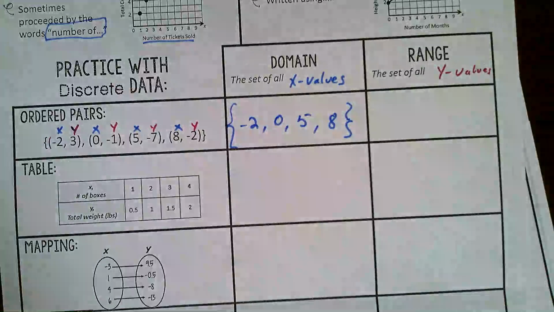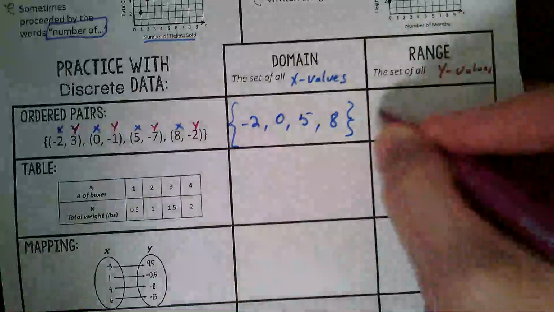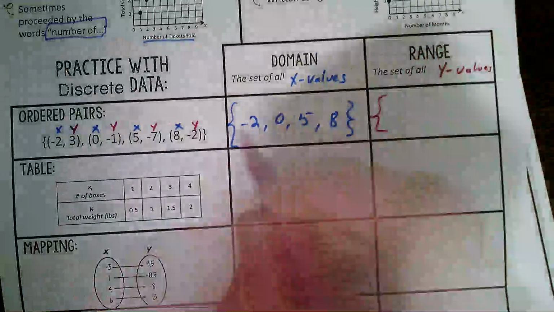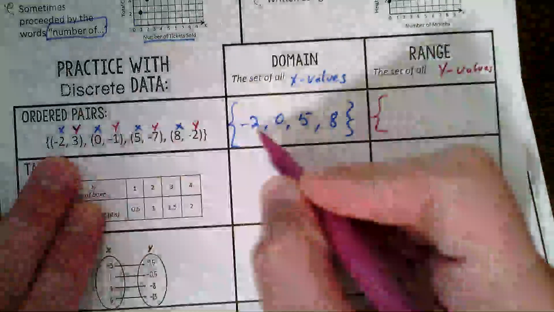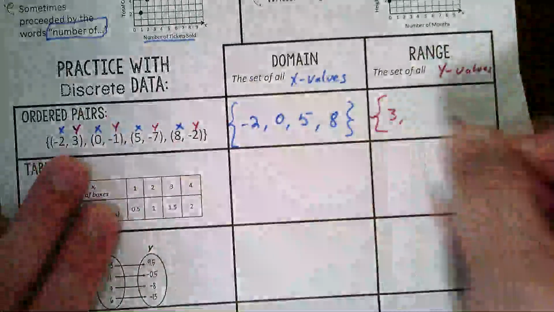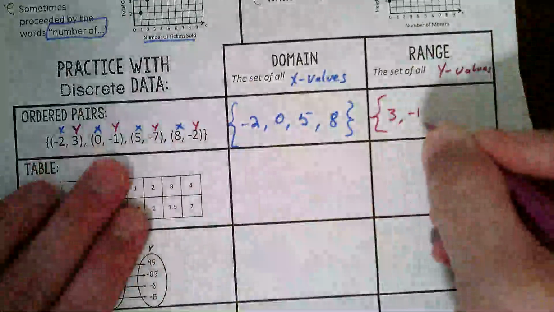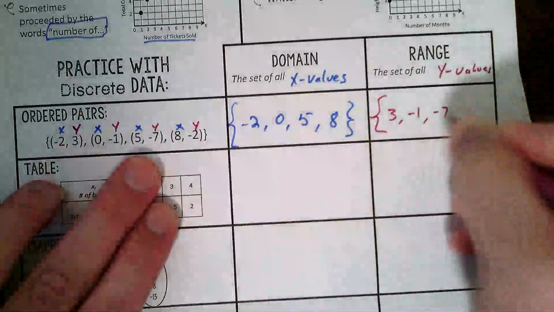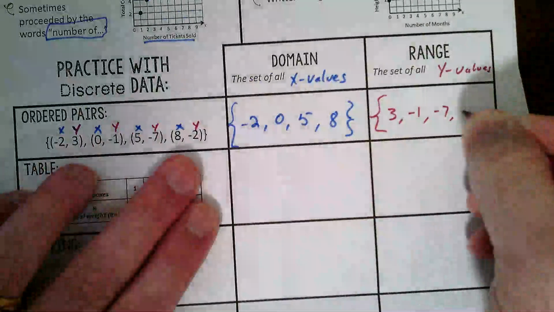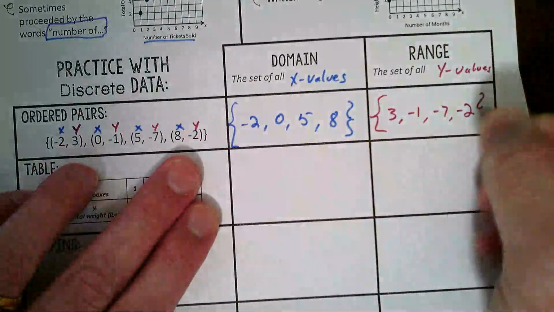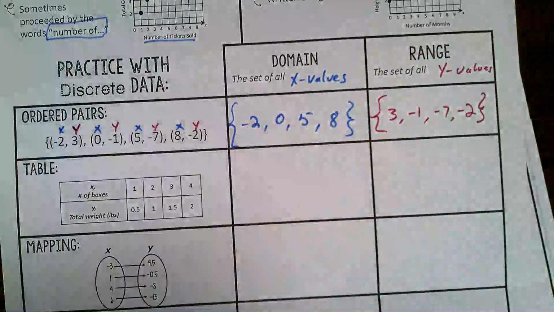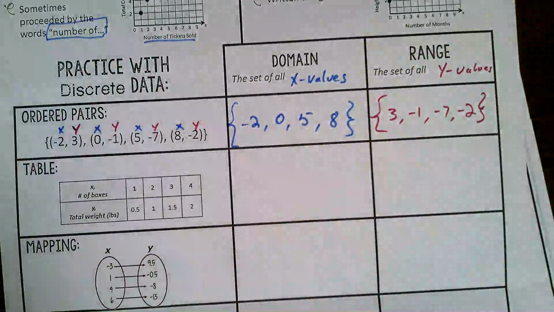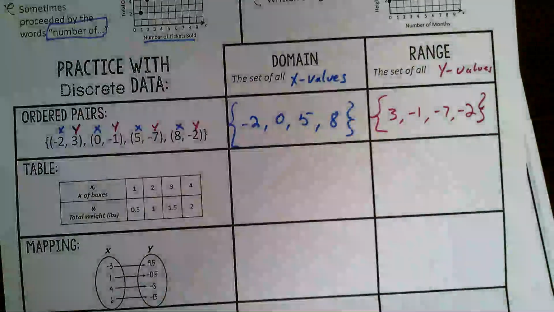For our y values, whenever I write these, I write them so they're matching sets. So the 3 goes with the -2, the -1 goes with the 0, the -7 goes with the 5, and the -2 goes with the 8. Officially, we would normally list them in least to greatest fashion, but for our purposes here, it's most important that you're identifying what the x values are and what the y values are.